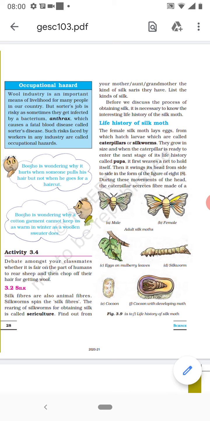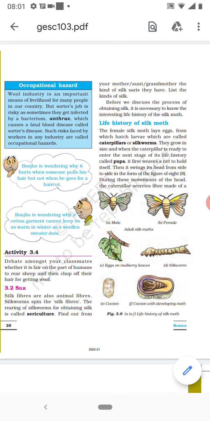So, who weaves the silk fiber? The caterpillar weaves a silk fiber by weaving a net to hold itself. That net hardens on exposure to air. Soon the caterpillar completely covers itself with silk fibers and turns into a pupa.